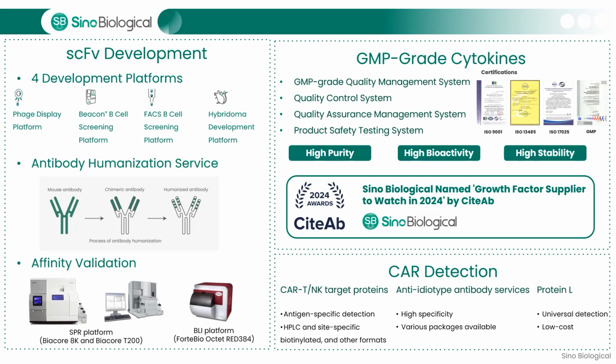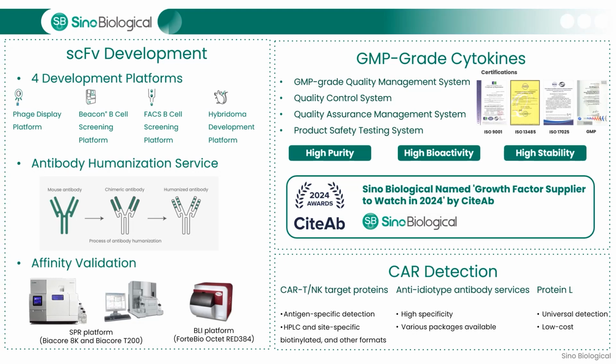To facilitate T cell or NK cell expansion, Sino Biological also provides GMP-grade cytokines. Since cytokines need to be added into the cell culture and the cell product would be infused back to the patient, the quality of the cytokines should be strictly controlled. Now we have 4 systems, including GMP-grade quality management system, quality control system, and product safety testing system, to further ensure high quality, purity, and safety of cytokines.